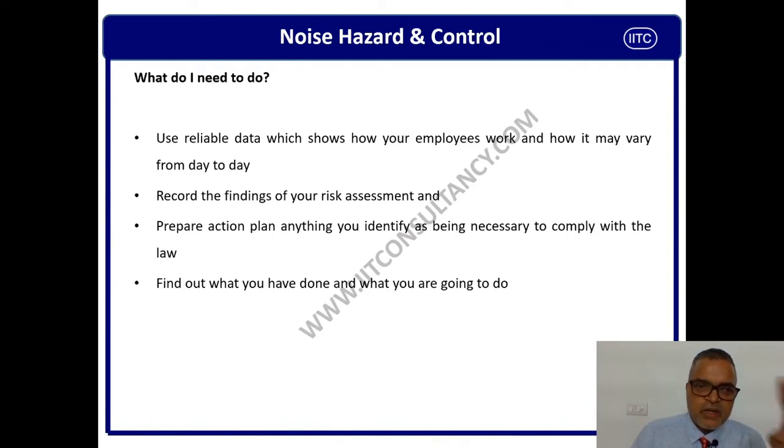The second thing is to record the findings of the risk assessment and prepare the action plan, anything you identify as being necessary to comply with the law. Next, find out what you have to do and what you are going to do, so that you have the plan and you have to execute it.